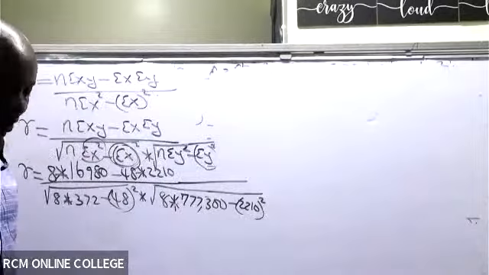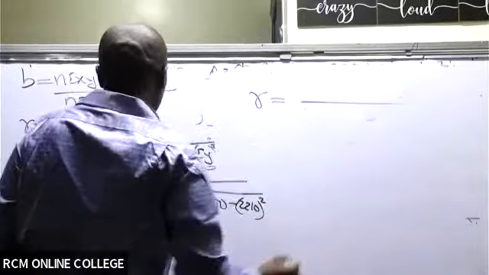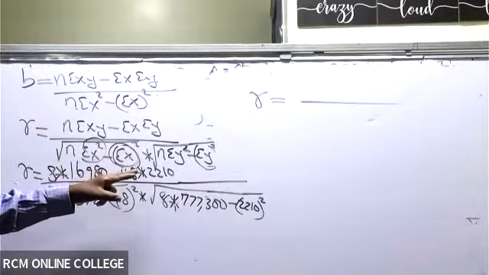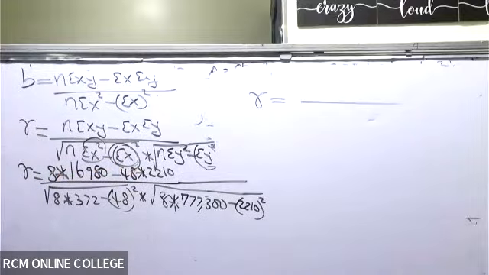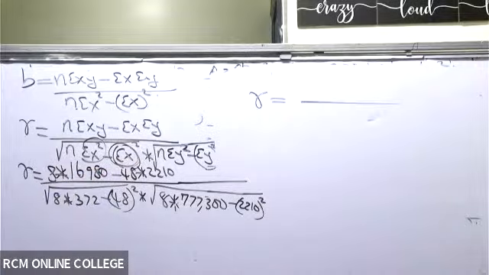So then my R will be equal to what? Is there somebody who is able to remind me the numerator? First of all, you start with the numerator. You say 8 times this minus this times 2210. We take here 8 times 16,980 minus 48 times 2210. Please give me this figure, all of you.